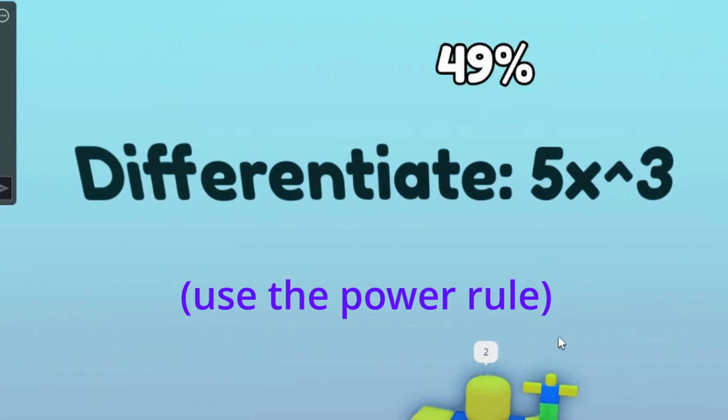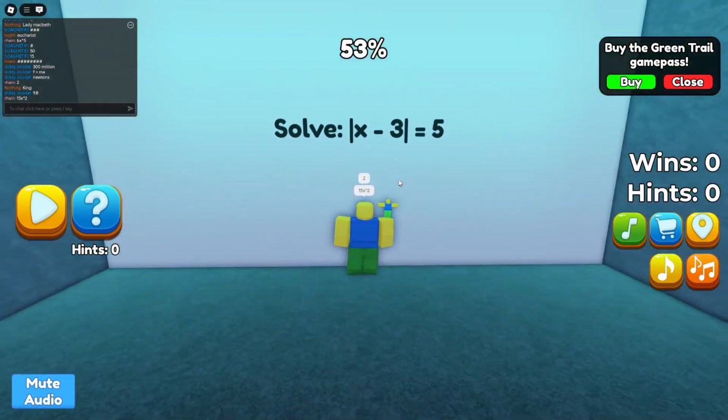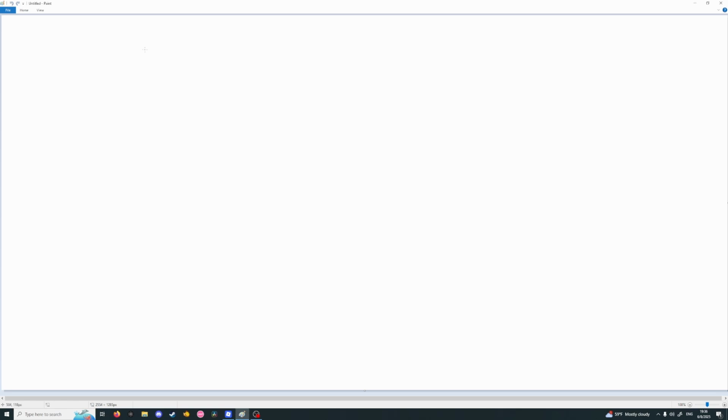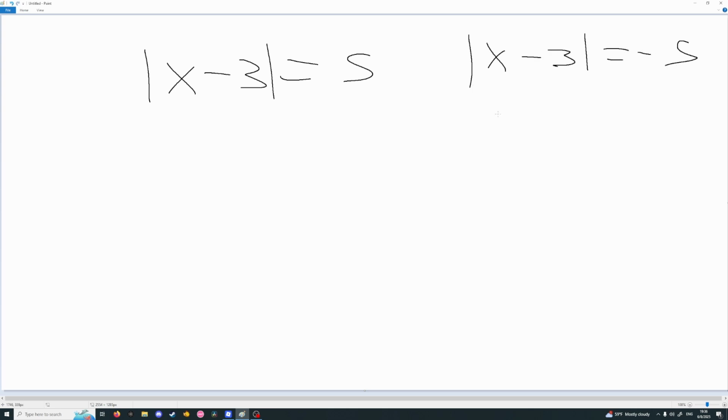Differentiate. This should just be 15x squared. I don't really get it. Oh no, absolute values. All right, I'm not good with these. So I think we have to do this, and we also have to do this, right? Pretty sure. And so we just solve for each one.